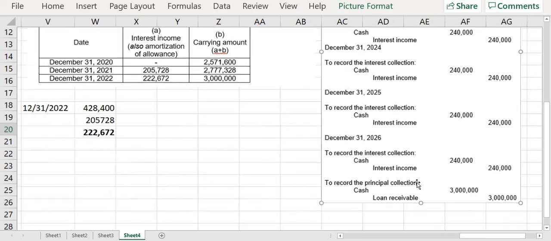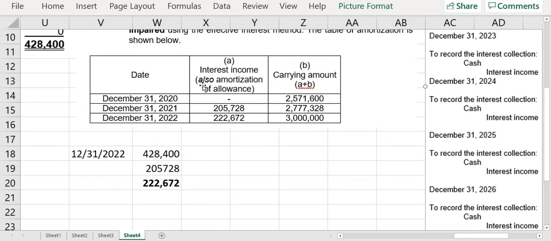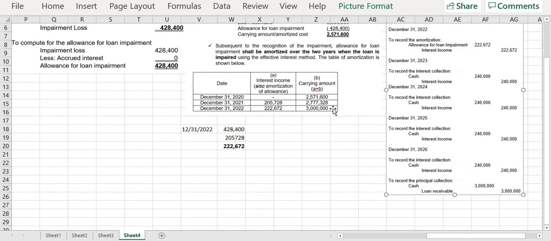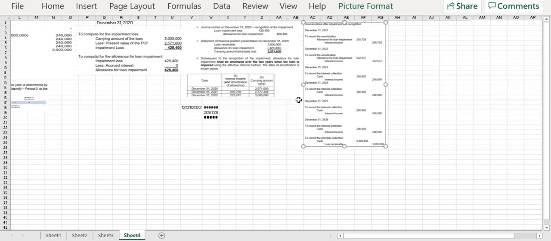Okay? So, ito yung dalawang example, no? Or illustration. Okay? For computing a loan impairment loss, as well as for the allowance for loan impairment, and then the amortization for the allowance for loan impairment. Ayan. Pag tanungin ka, magkano or what is the carrying amount of the loan in 2021, may table ka. Ayan, which is eto, 2,777,328. Ayan. Okay? So, that's the illustration. Okay? That would be our 2 illustrations for loan impairment.